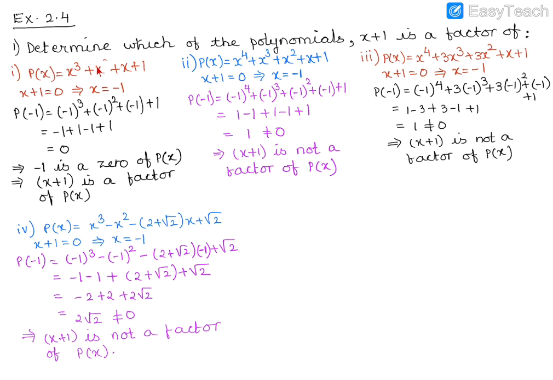Because putting -1 gives me the answer 0, therefore x plus 1 is a factor of the given polynomial. Similarly, here if I put x is equal to -1, again I am going to get, look, 1 and -1 cancelled, 1 and -1 cancelled, I'm going to get a 1 and that's not equal to 0. Therefore x plus 1 is not a factor of px.